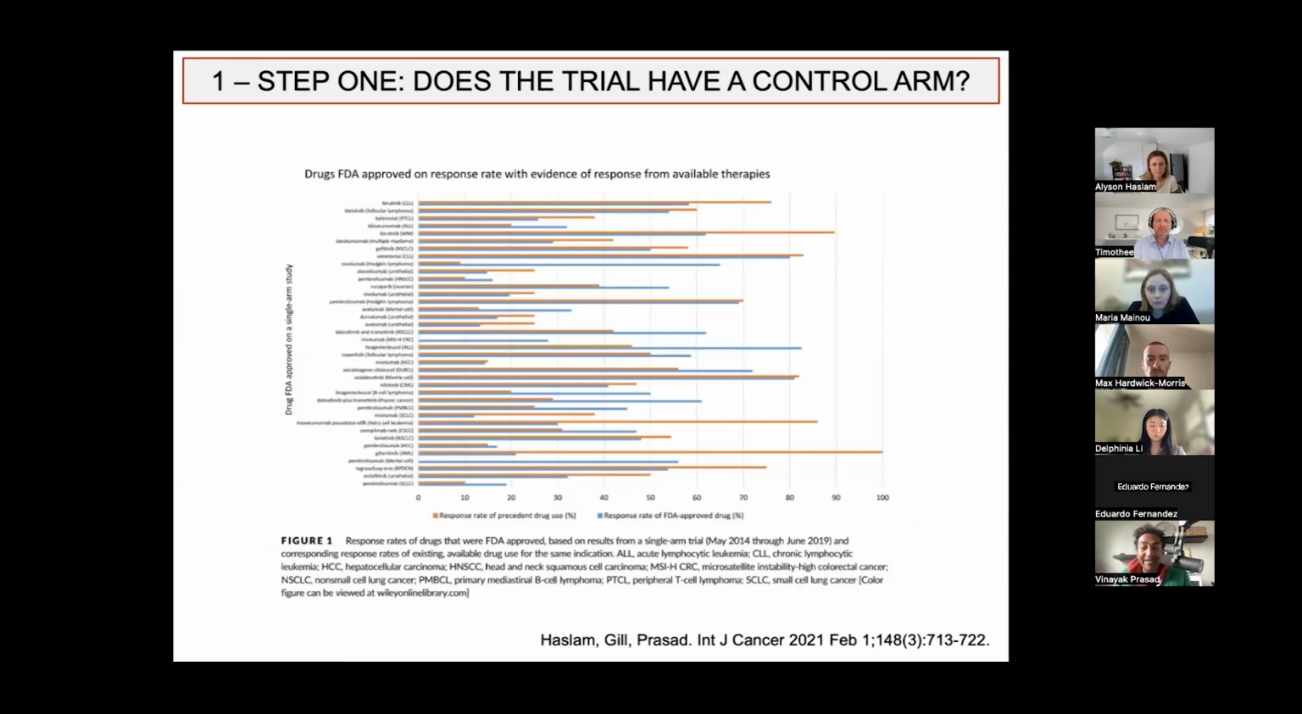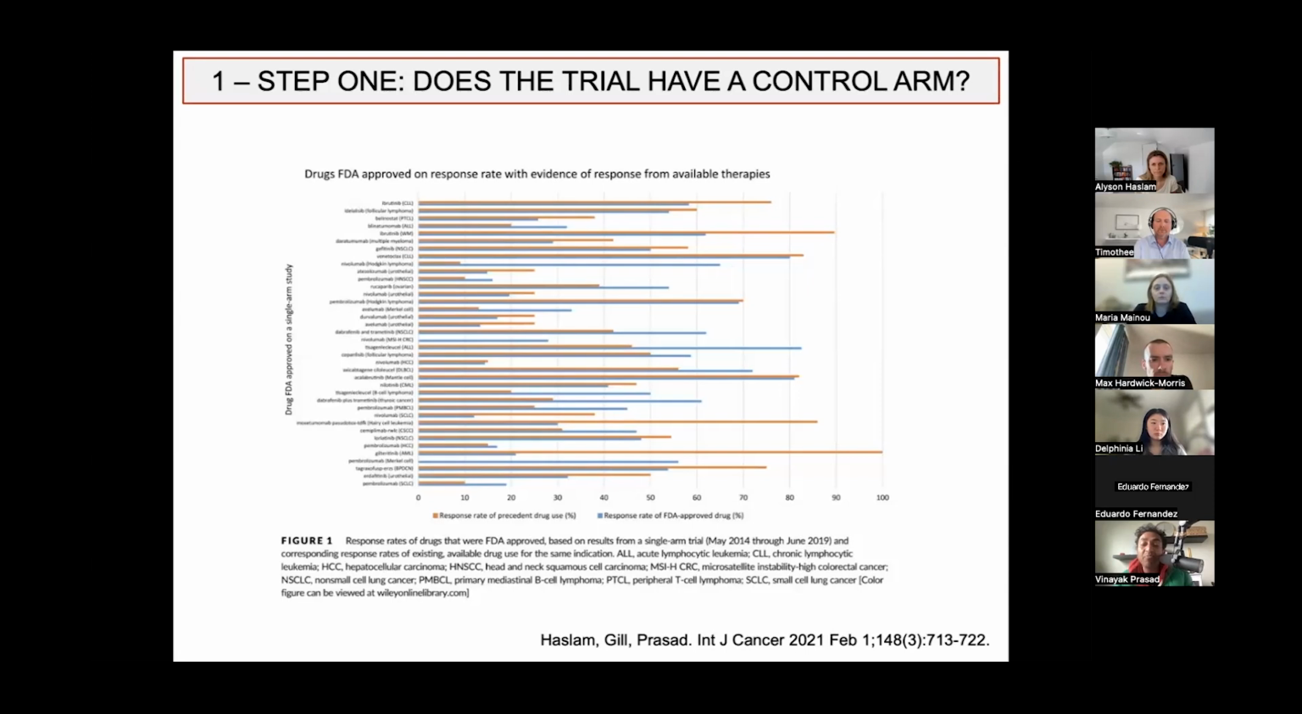Okay, the reason it's important to know if a trial has a control arm is that if it doesn't have a control arm, we tend to make historical comparisons. We tend to compare it to other benchmarks. These comparisons can be very misleading. This is a paper that Alison Haslam and myself did, where basically what we looked at was among drugs approved on the basis of response rate, we asked what was the response rate for a pre-existing therapy used in that space.